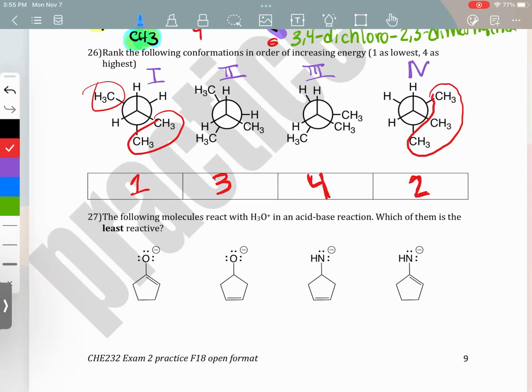All right, we have time for one more, I think, 27. The following molecules react with H3O+, so that's hydronium, in an acid-base reaction. Which of them is the least reactive? So we're looking for which of these molecules is the least reactive. Now, what do you think we have to pay attention to?